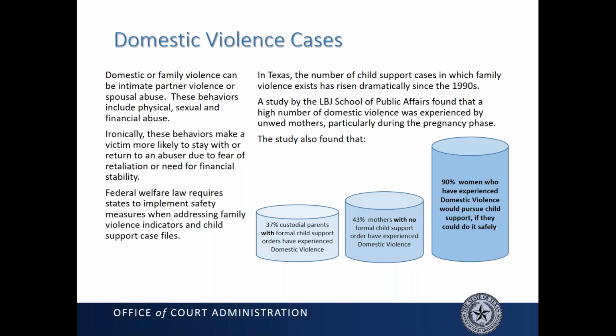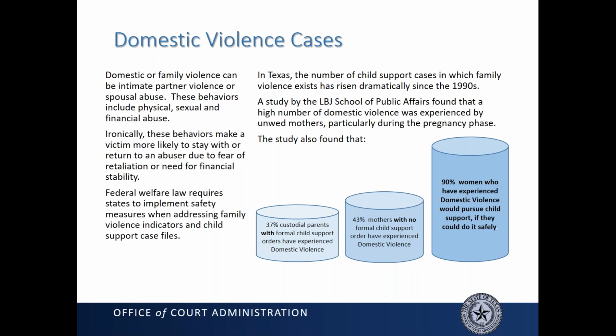Federal welfare law requires states to implement safety measures when addressing family violence indicators in child support cases. So when the OAG tells you there's a domestic violence case and they flag it, know that they're only following federal welfare law requirements. In Texas, the LBJ School of Public Affairs did a study on child support cases in which family violence existed. And these numbers have dramatically increased since the 1990s. It found that a high number of domestic violence cases were experienced by unwed mothers, particularly during the pregnancy phase. It also found that 30% of the custodial parents with formal child support orders have experienced domestic violence.